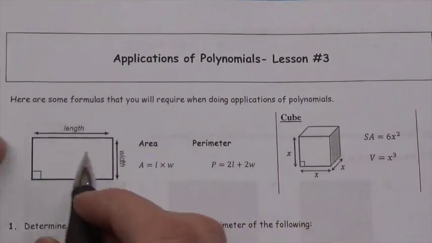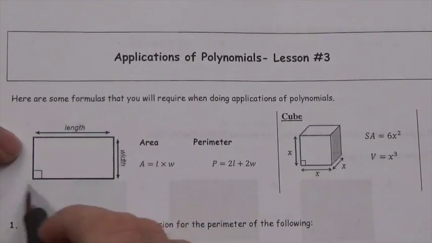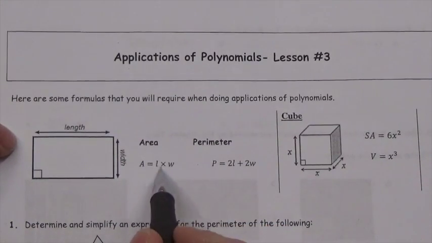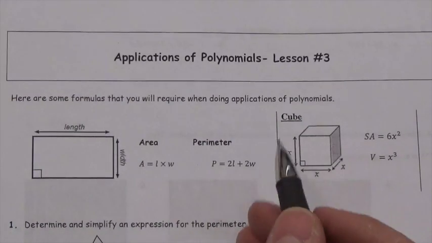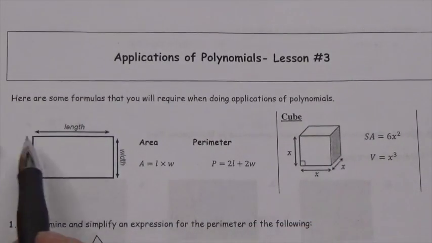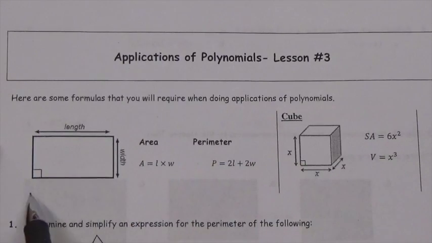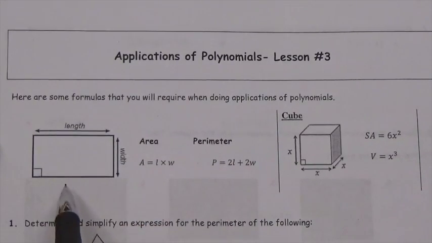So for example, we're going to talk about the area of a rectangle or a square here. We know that that's going to be length times width, but we're going to assume that the length and the width are going to be these algebraic expressions. Same thing for perimeter. Perimeter is going to be twice the length plus twice the width, right? Just going all the way around there.